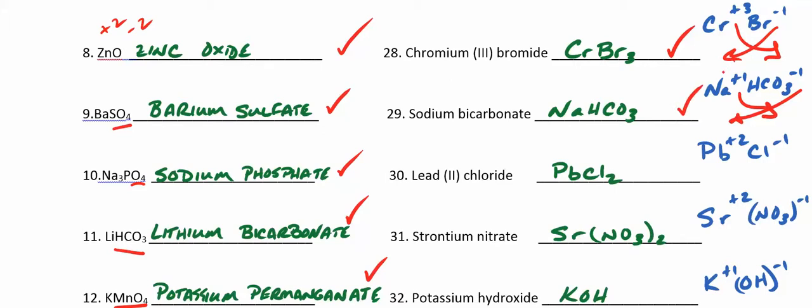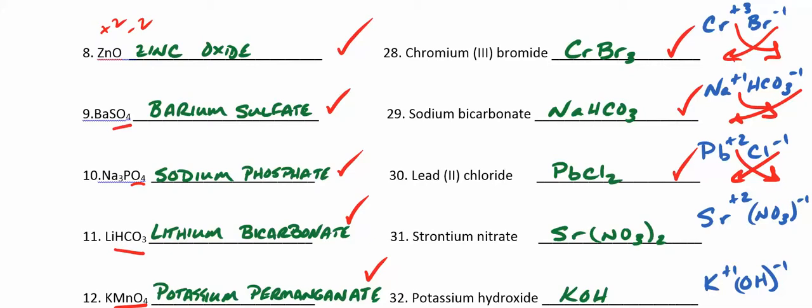The next is lead 2 chloride. Lead has a charge of +2. It says so in the name. So I'm going to say lead +2, chloride -1. When I do the switch, look what happens. 2 goes right here, 1 goes right here. Don't write it. That's number 30.